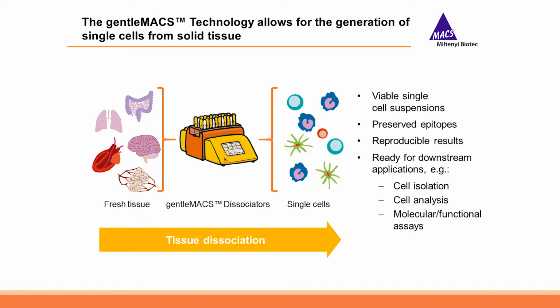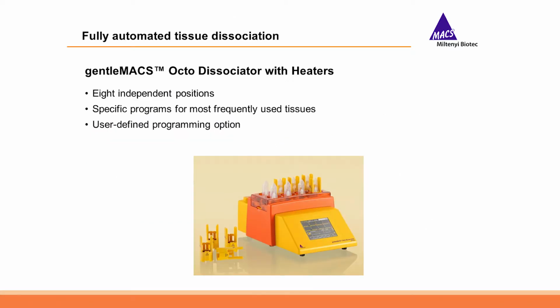Miltenyi, with its gentleMACS technology, has a way to generate single cells from solid tissue. So from fresh tissue with the gentleMACS dissociators, it is possible to get a single cell suspension with preserved epitopes to do cell isolation or cell analysis downstream. I'd like to give you now a short introduction to this technology before we move forward.